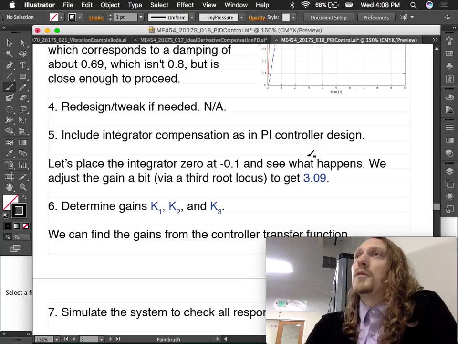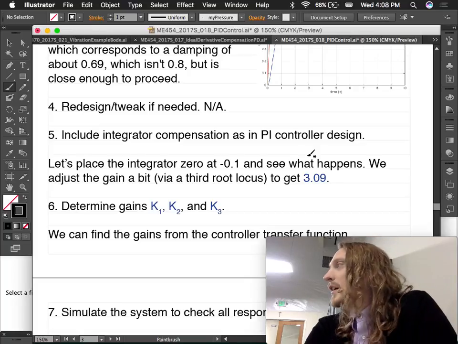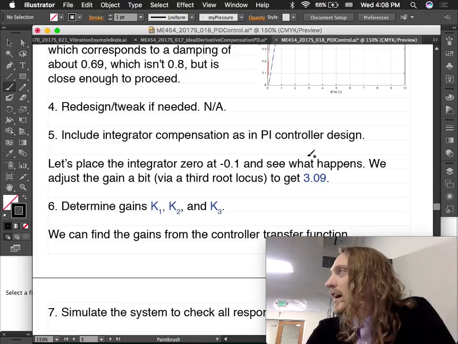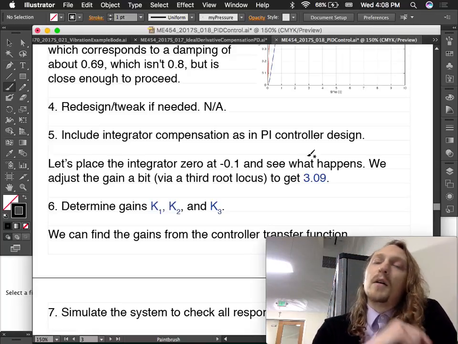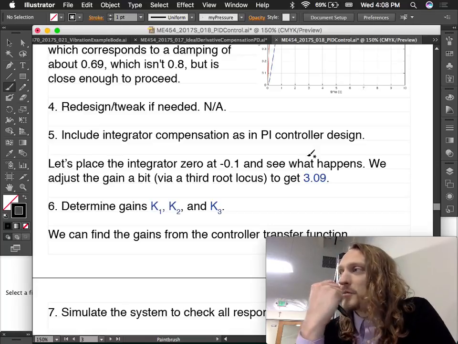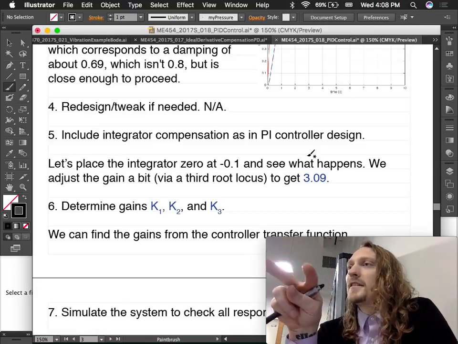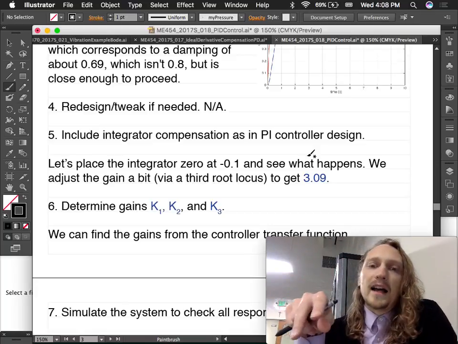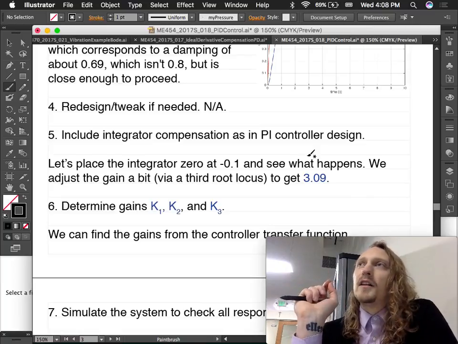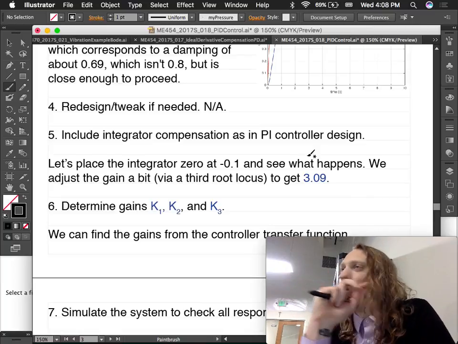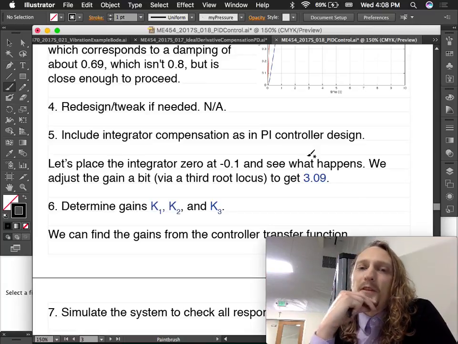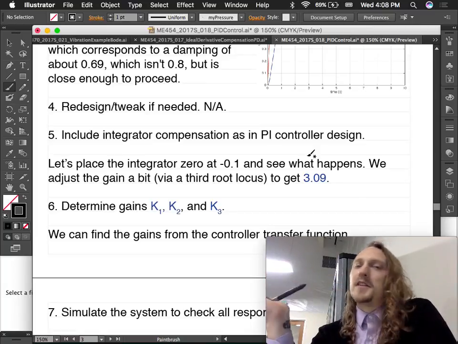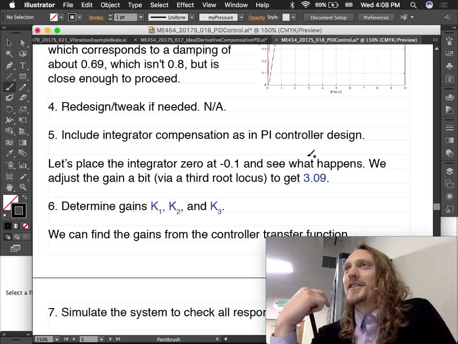How close? Well, it depends on how much that pole, or the zero, is going to affect your response. I recommended the guideline of dividing the closest pole by 10, I think it was. That's one way to go. Or you can just stick it somewhere close to the axis.